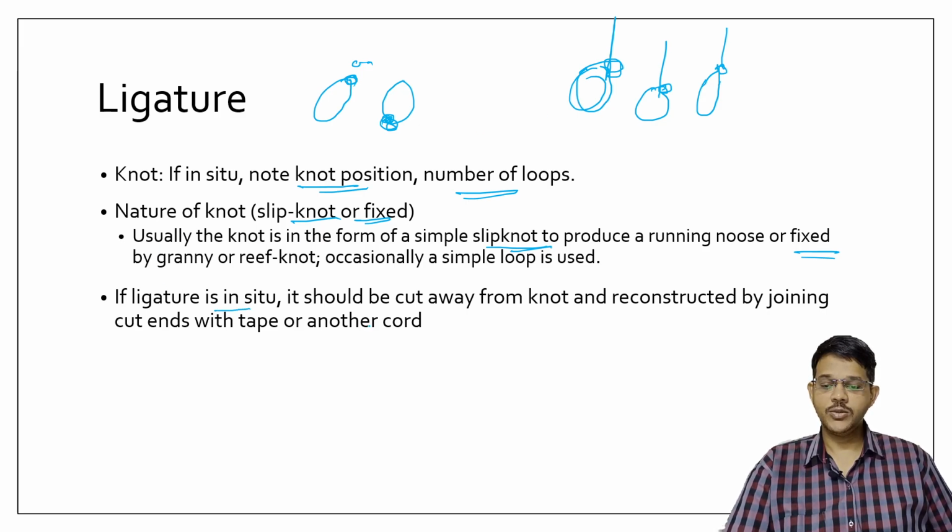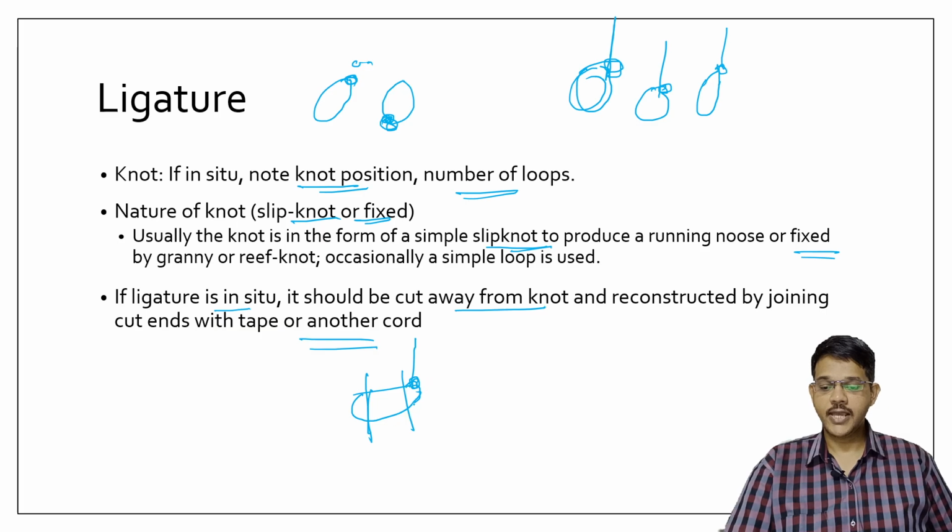If ligature is in situ, it should be cut away from the knot and reconstructed by joining the cut ends with the tape of another cord. So in case the ligature material is present on the neck, the ligature has to be cut in such a way that it is away from the knot, and afterwards it has to be reconstructed using a gum tape. So if the knot is present, the knot has to be preserved to examine the knot correctly.